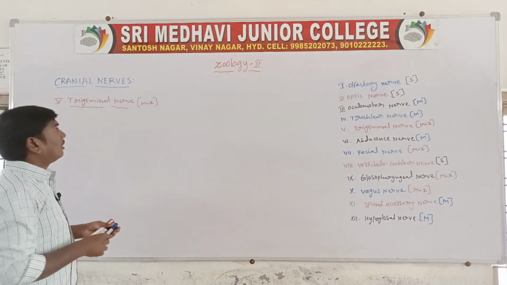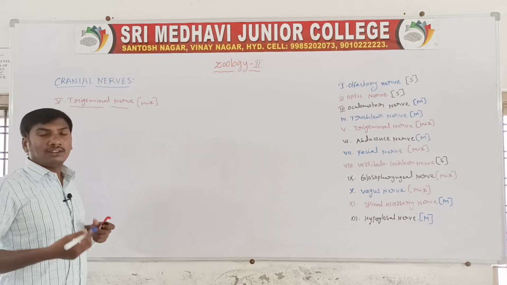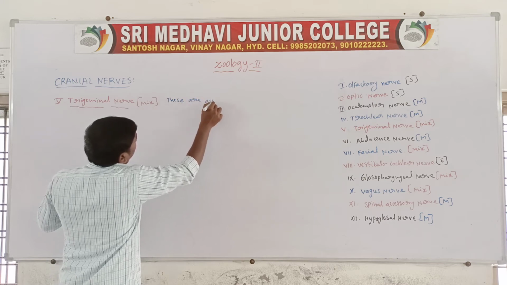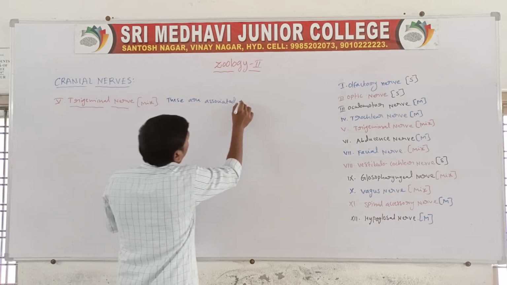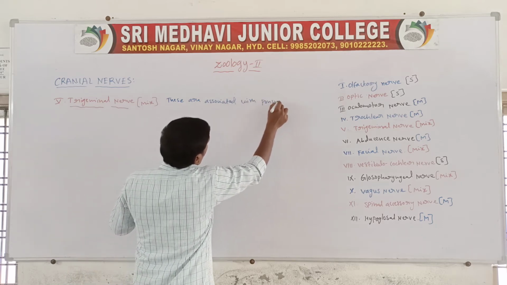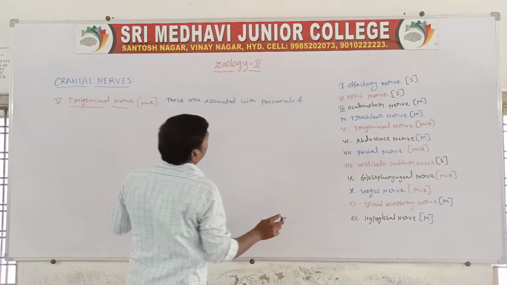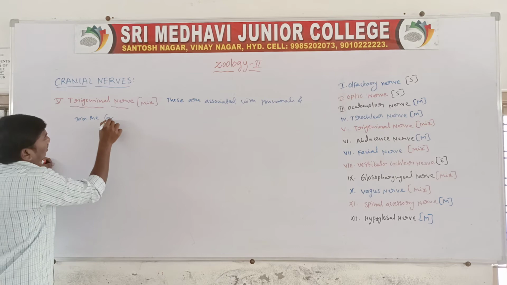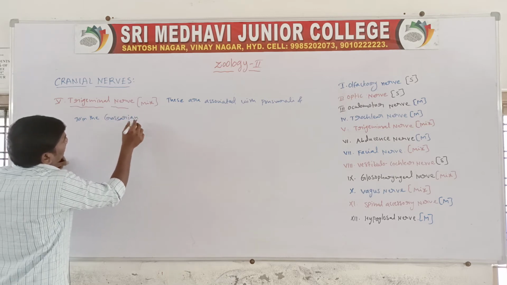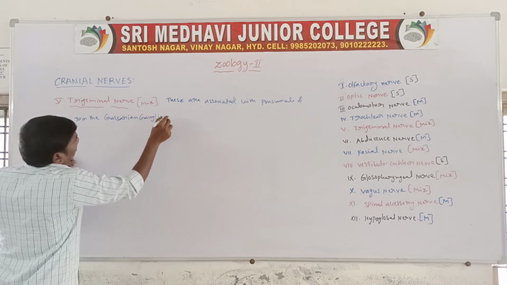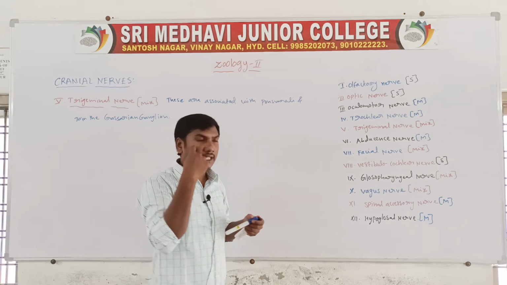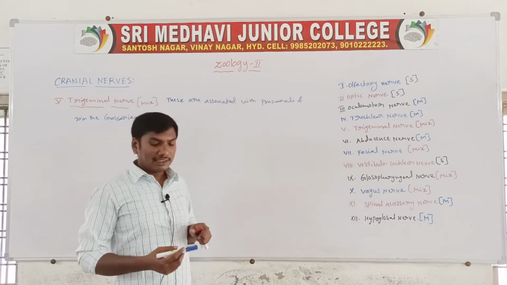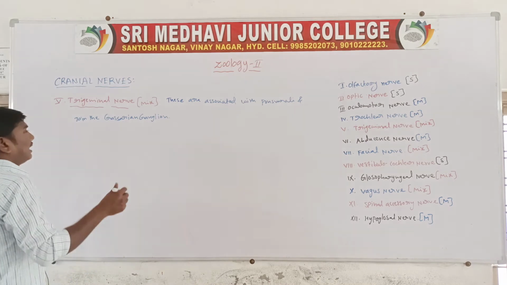This trigeminal nerve is associated with the pons varolii and joins the Gasserian ganglion. So, pons varolii and Gasserian ganglion. It contains three nerves.